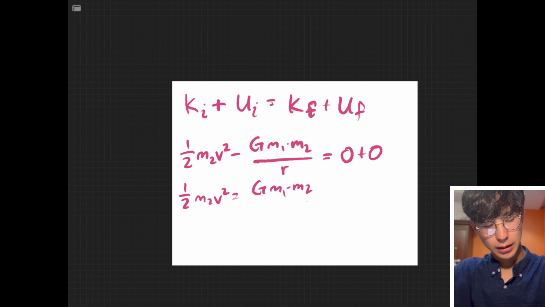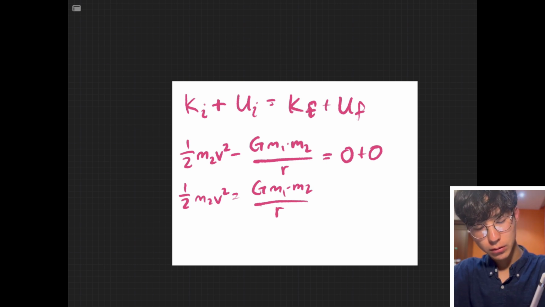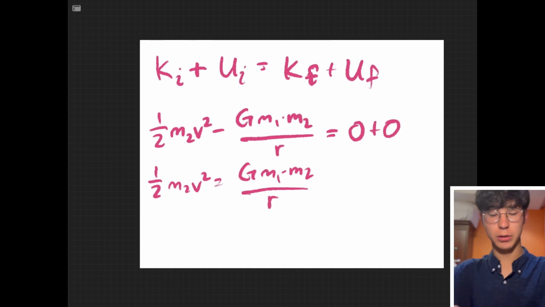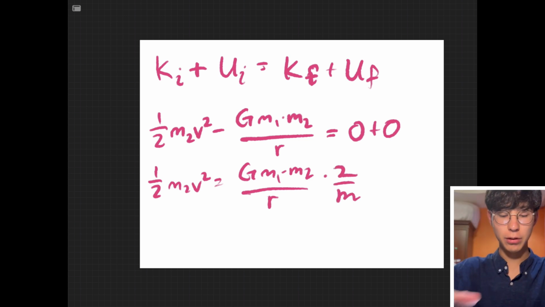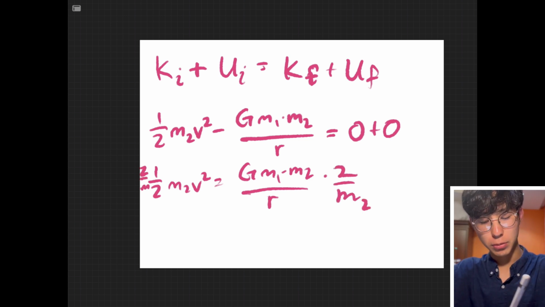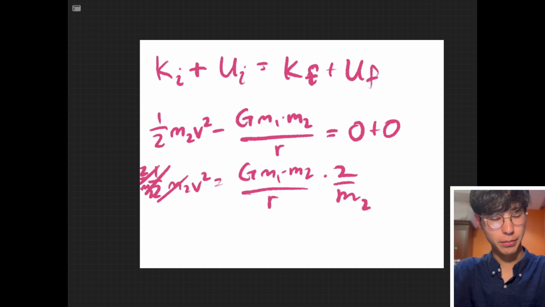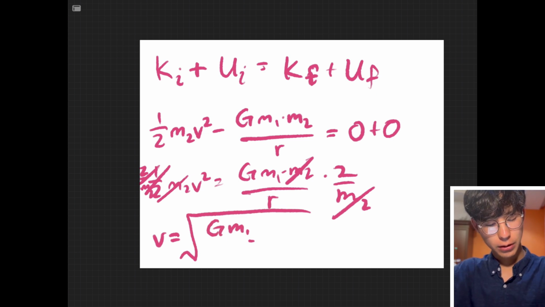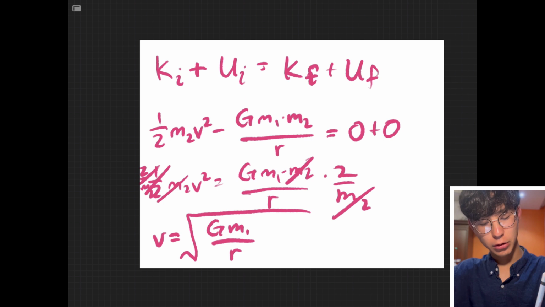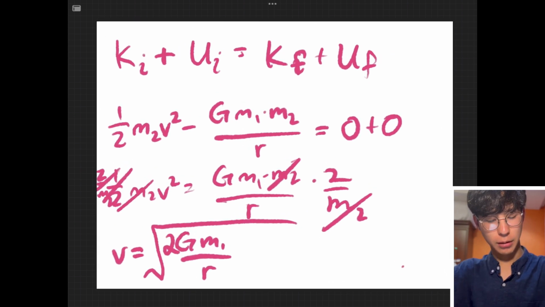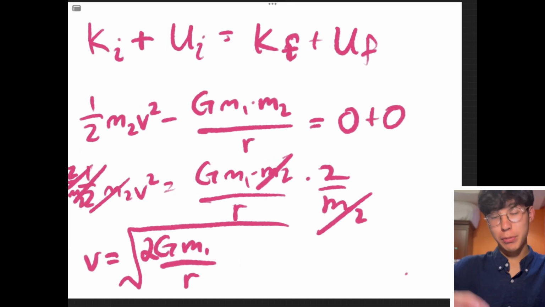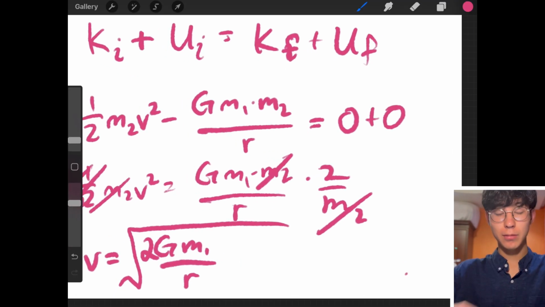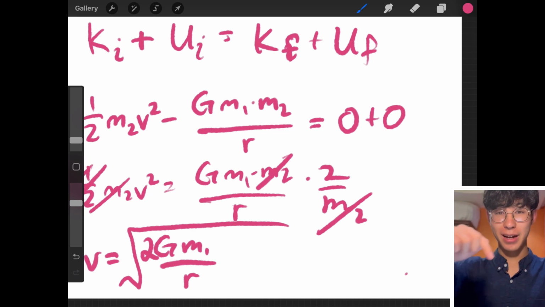And if we set these two things equal to each other by algebra, we just transpose it. We can multiply both sides by 2 over m subscript 2 to get rid of the m on that side. We find out that v, once you square root it, is the square root of 2GM1 over r. So we proved the formula, and now go check out my short and plug in those values.